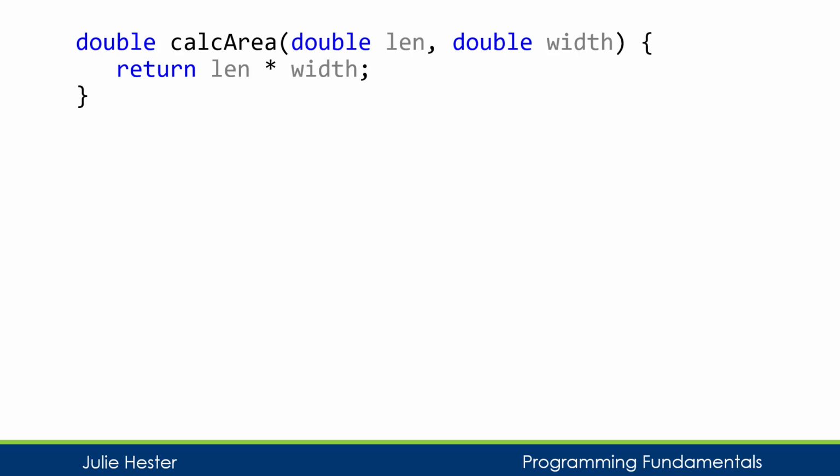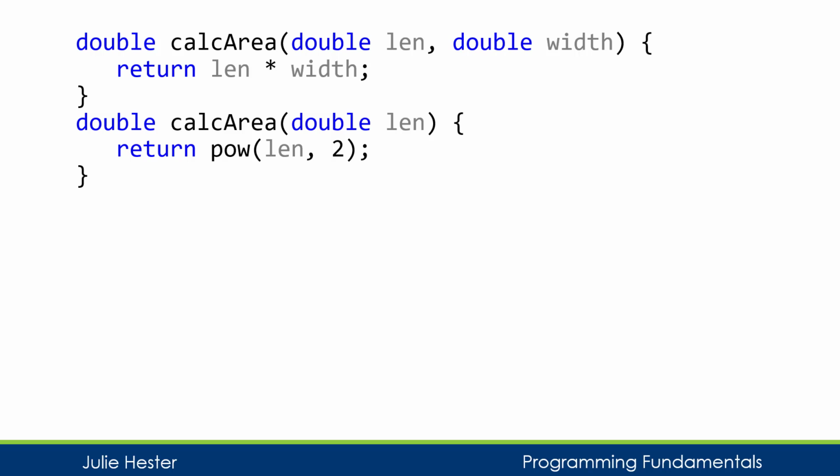Well, here I have my first function, calc area. It has two doubles as parameters, and it's going to multiply them together to calculate the area of a rectangle, length and width. But I could create a second function for squares, also called calc area. This time I'm only going to provide one value. And then in the body of the function, I'm going to do a different calculation. I'm going to take the value that's passed to the function and calculate the value squared. So these two functions have the same name, but they have a different parameter list. The first one has two parameters, and the second one only has one.